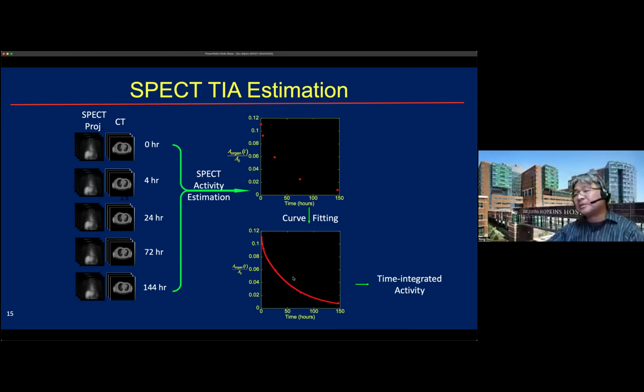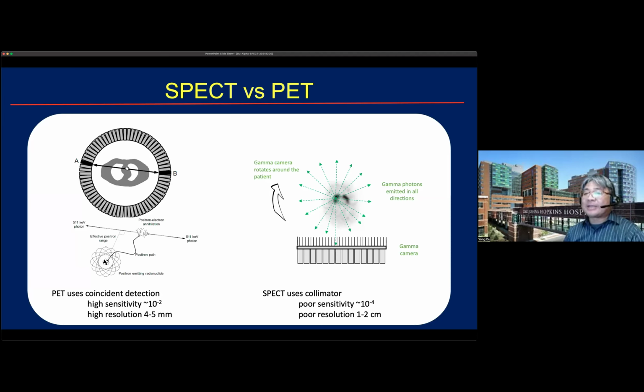However, SPECT has some weaknesses compared to PET. In PET, we have coincidence detection. We don't need a collimator, so PET has very high sensitivity, usually around 1%, and also very high spatial resolution, 4 or 5 millimeters. Because SPECT uses collimators, it has very poor sensitivity, about 2 orders of magnitude lower than PET imaging. It also has poor spatial resolution, really 1 to 2 centimeters or even worse.